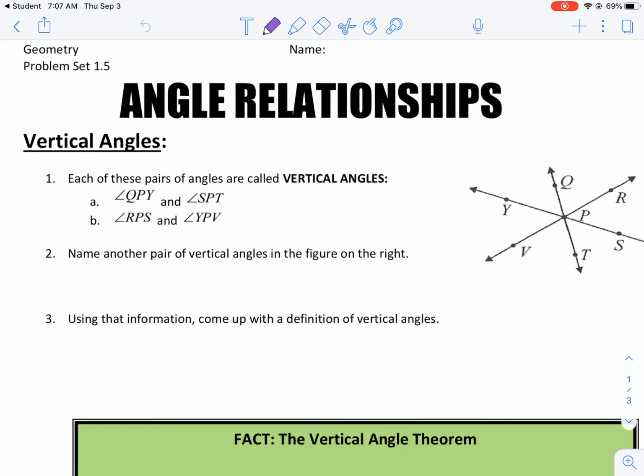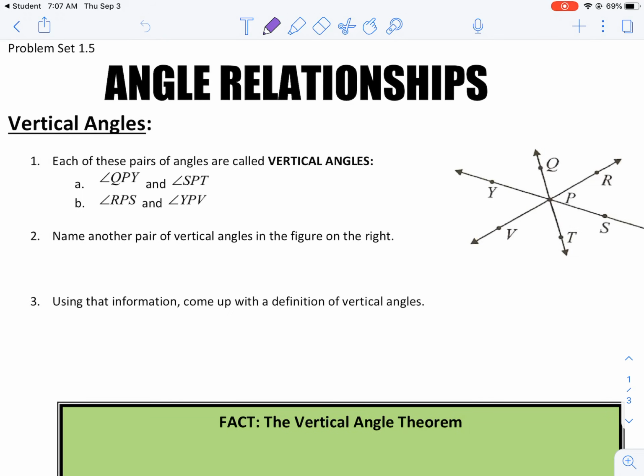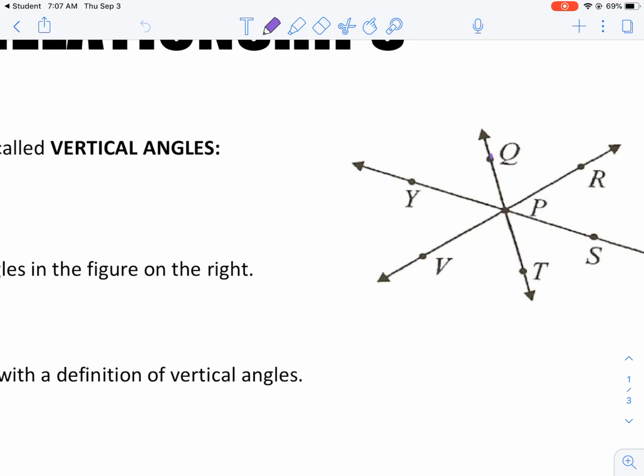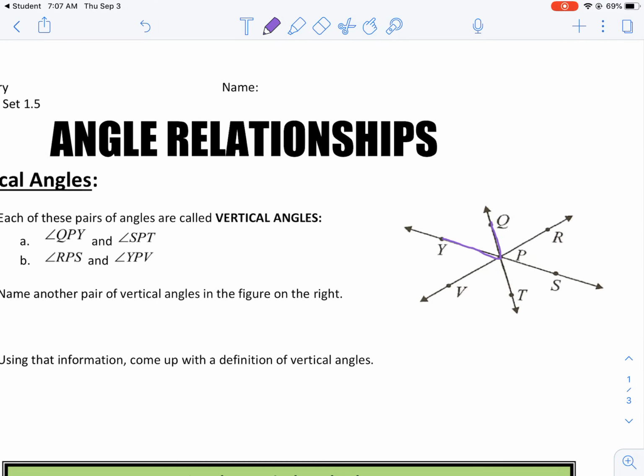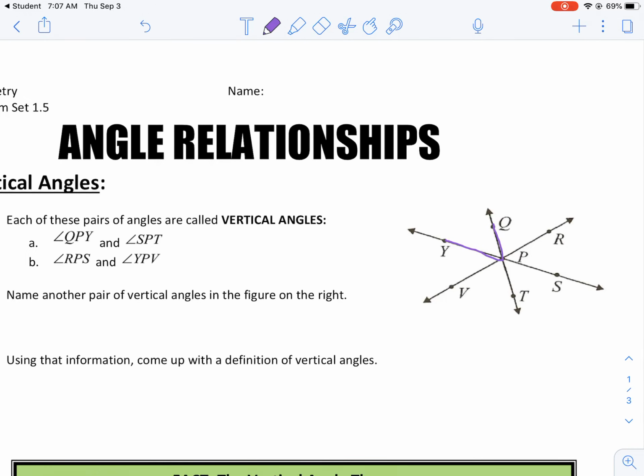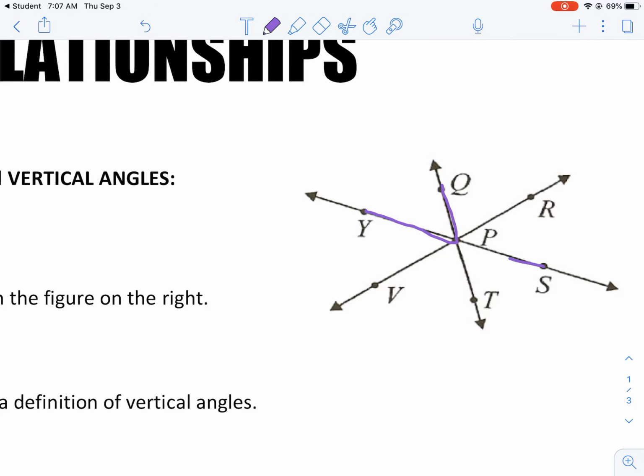The first angle relationship that we're going to talk about is what's called vertical angles. It gives us some examples of vertical angles here. So it says QPY, you can always make the angle just by tracing the letters, and SPT are vertical angles. So what do we notice about those angles right there? Think about that.